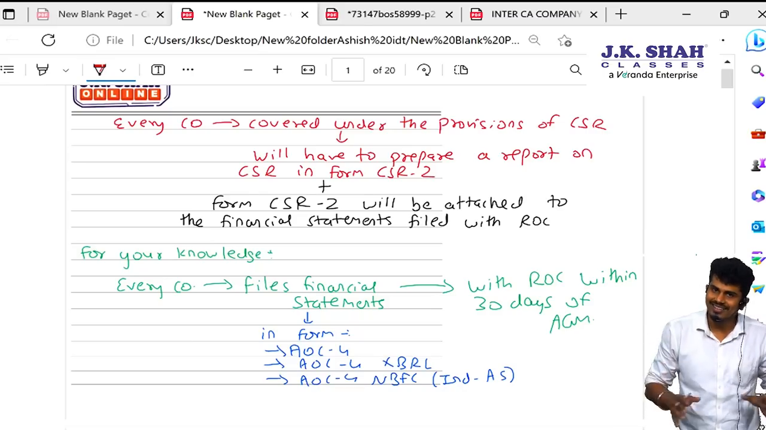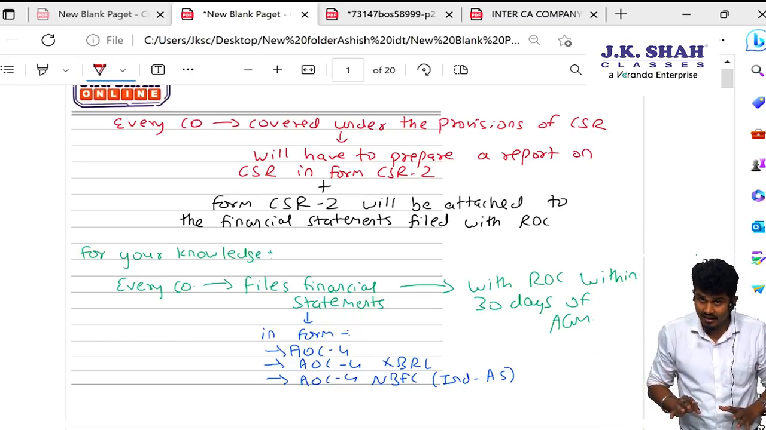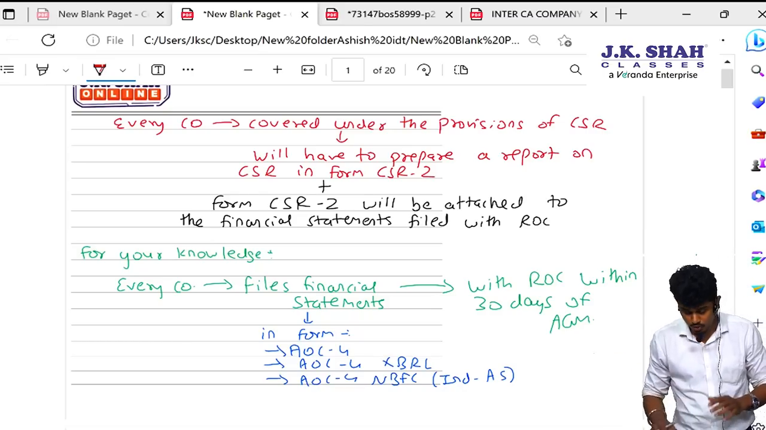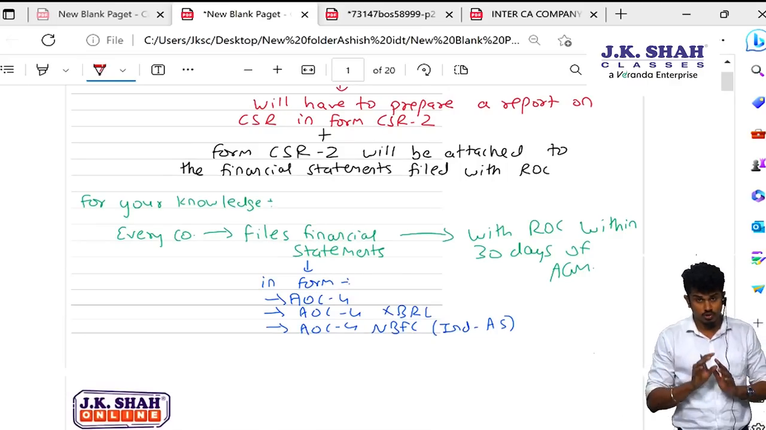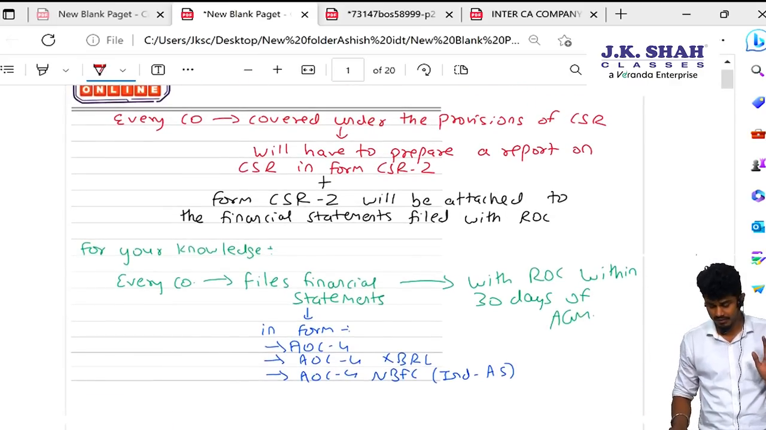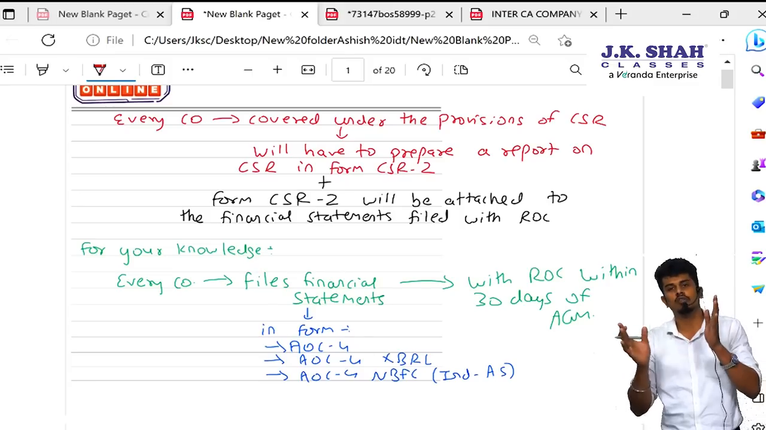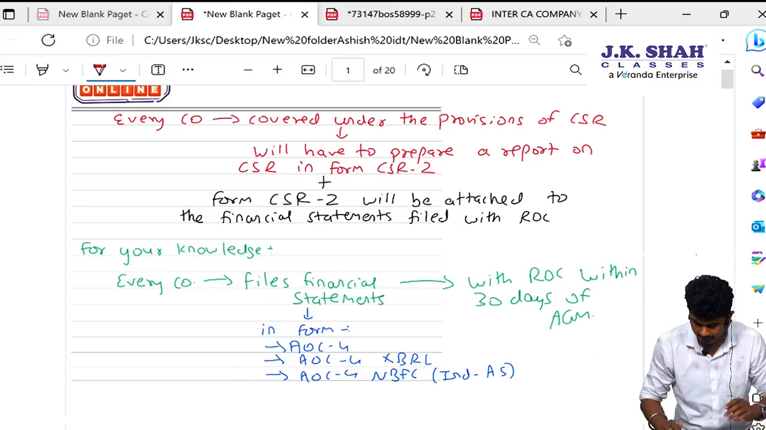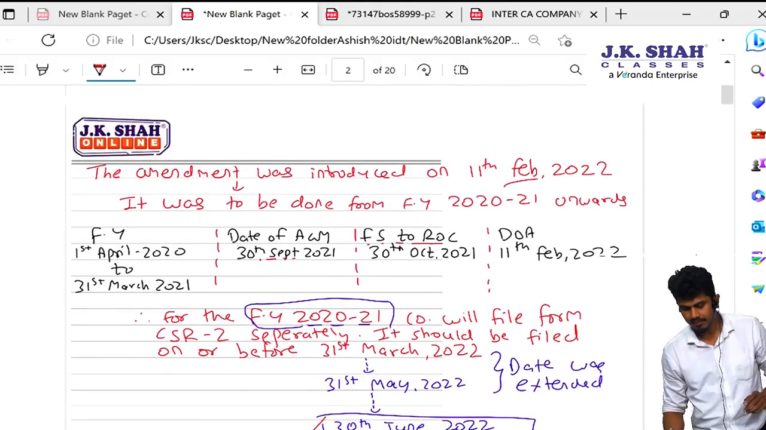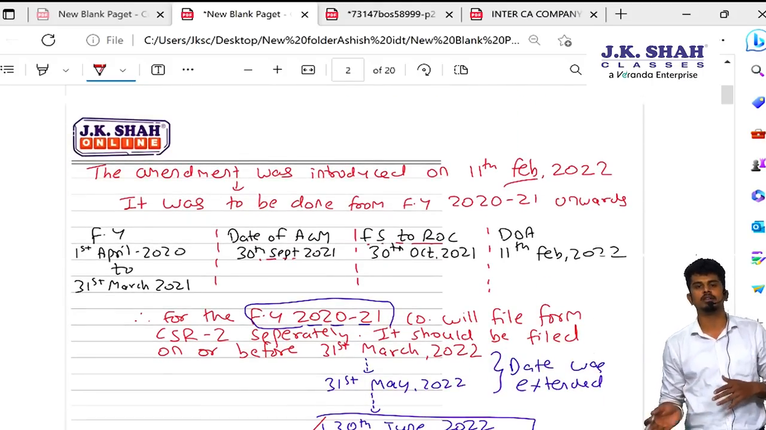Please do not read RTP directly. You will get confused. You just need to follow this timeline. Simple, easy. So CSR-2 should be filed along with the financial statement. This was the basic requirement. But the amendment came, the AGM was already over, and the financial statements were already filed.